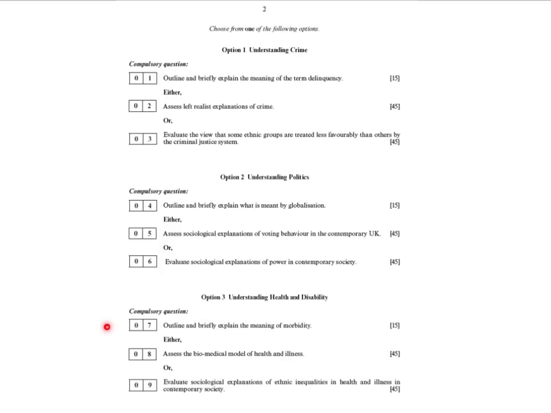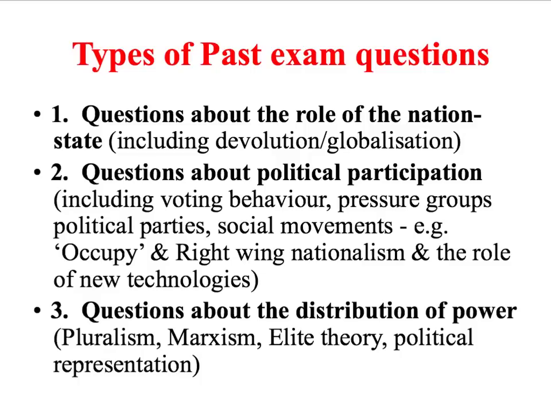Now, there are three broad areas that examination questions tend to be based upon. So firstly, you might get questions about the role of the nation state, and that might include the impact of devolution or globalization on the role of the state.